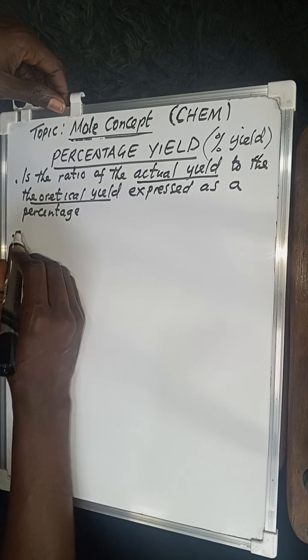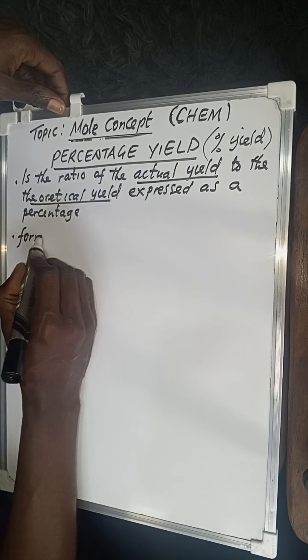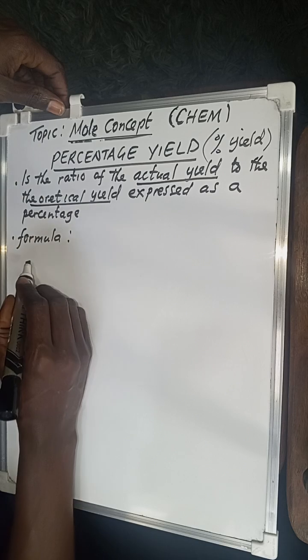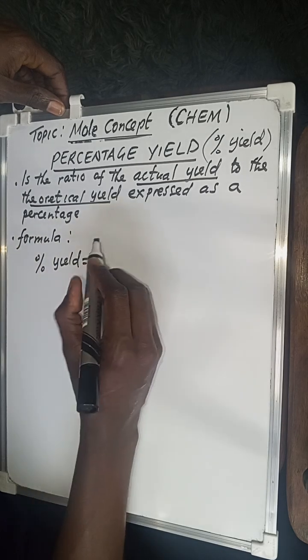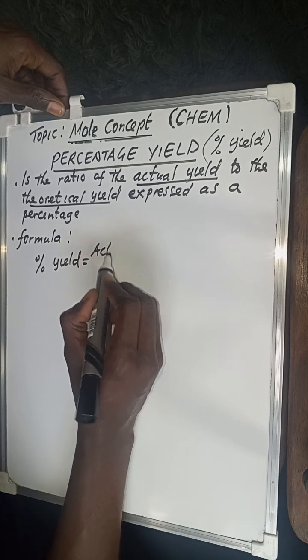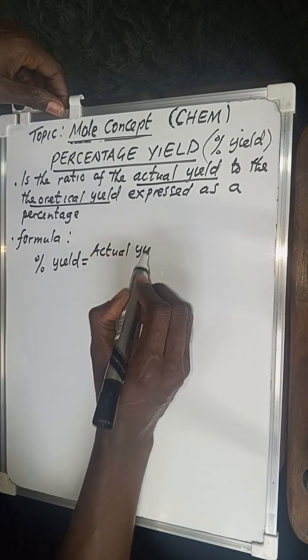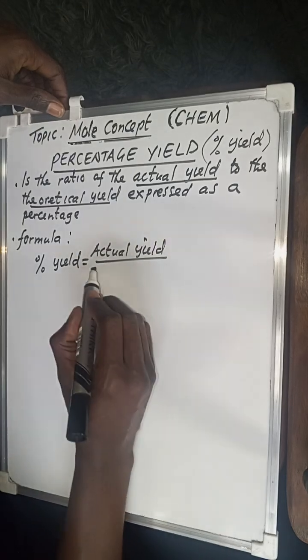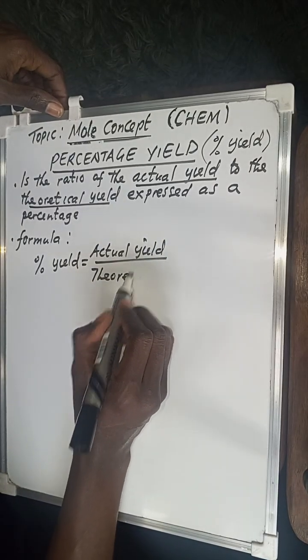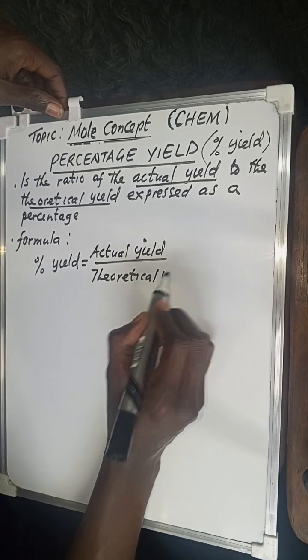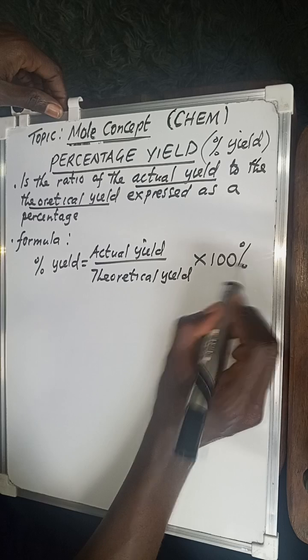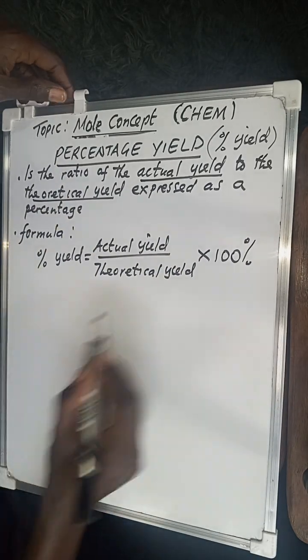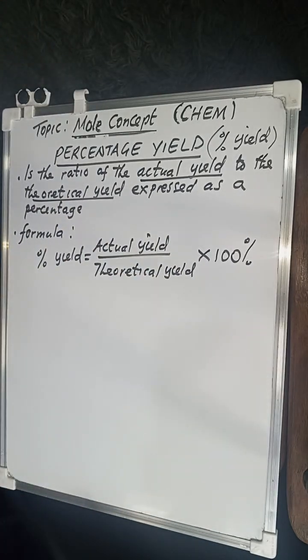a percentage. So therefore the formula that you need to remember is that the percentage yield will be equal to the actual yield over the theoretical yield. Then we just multiply this by 100. So that's a percent. That's the formula that we use as the percentage yield in our calculation.